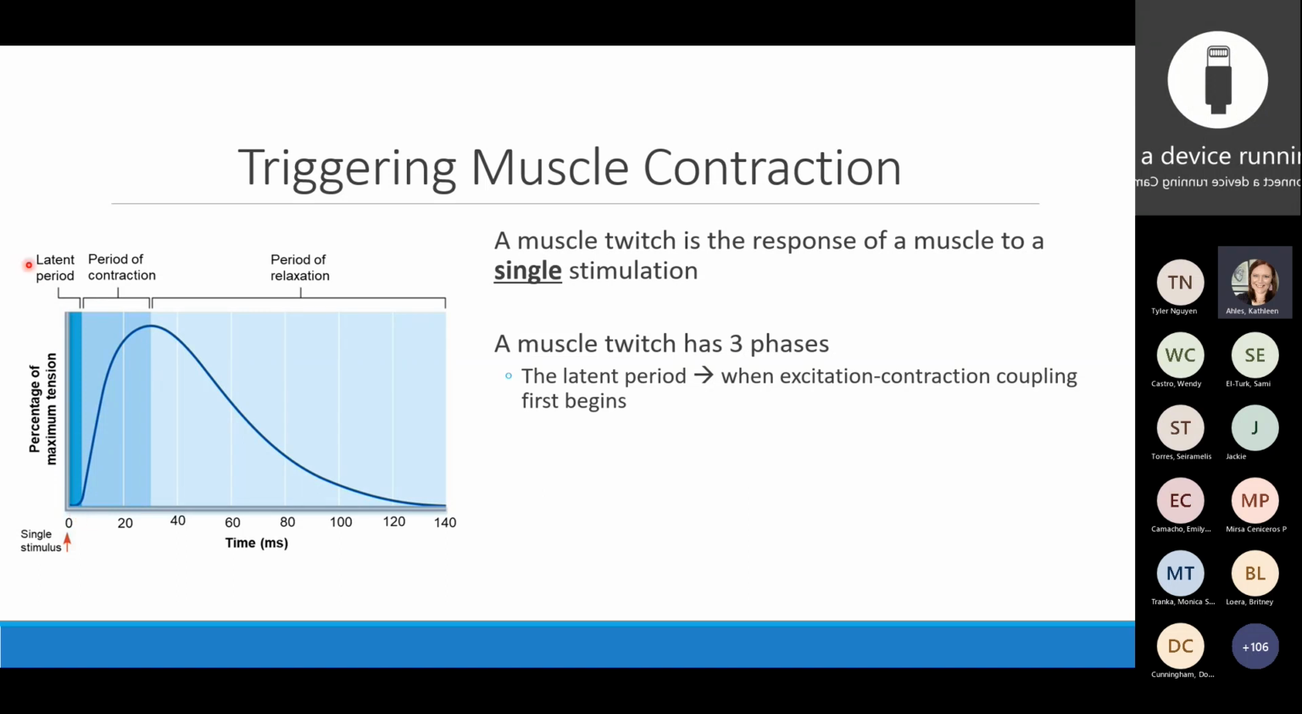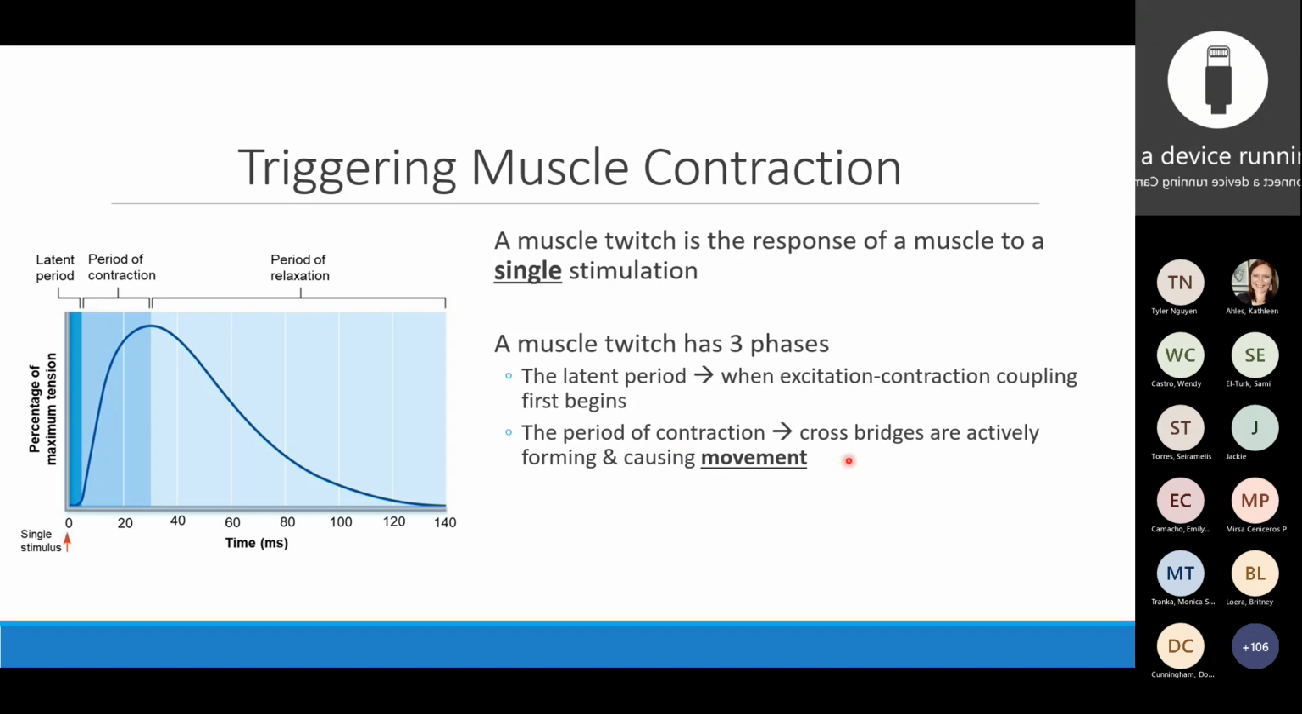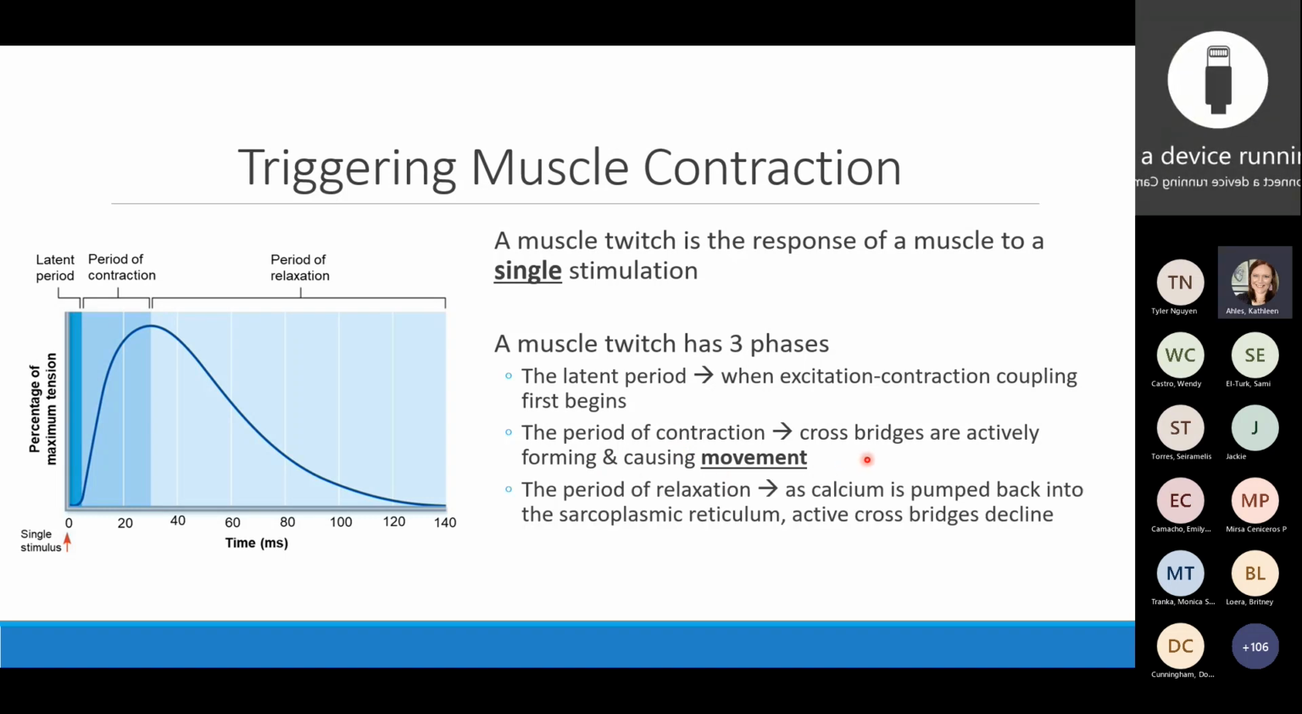That's called the latent period because no contraction yet. Then we enter the period of contraction, and the period of contraction is when we start to do the cross bridge cycle. So any kind of movement that's happening during a contraction is going to happen in this period of contraction, because this is when actin and myosin are pulling past each other. But by far the longest period of time that a muscle twitch will go through is the period of relaxation. And the period of relaxation is caused by calcium. Let's underline, highlight, star, calcium.